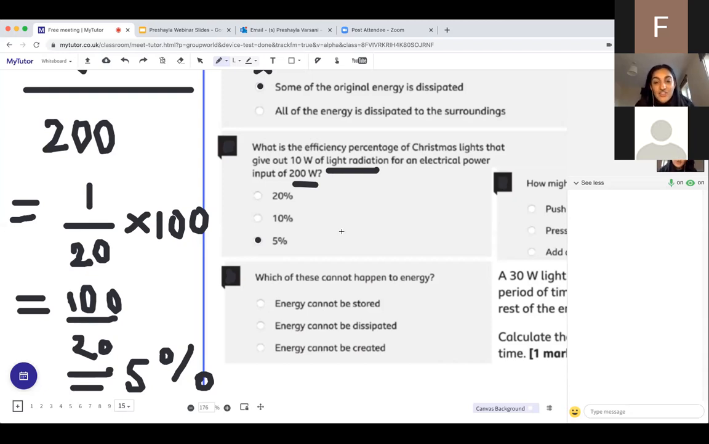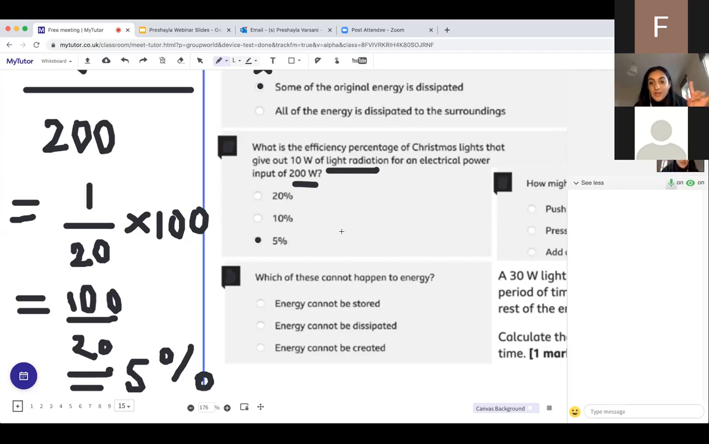Where is the other energy going? Well, the rest of the watts, so 190 watts, is being split into other wasteful energy sources. So some is going to be lost as heat. Christmas lights tend to get very hot, and so a lot of the energy is being wasted as heat.